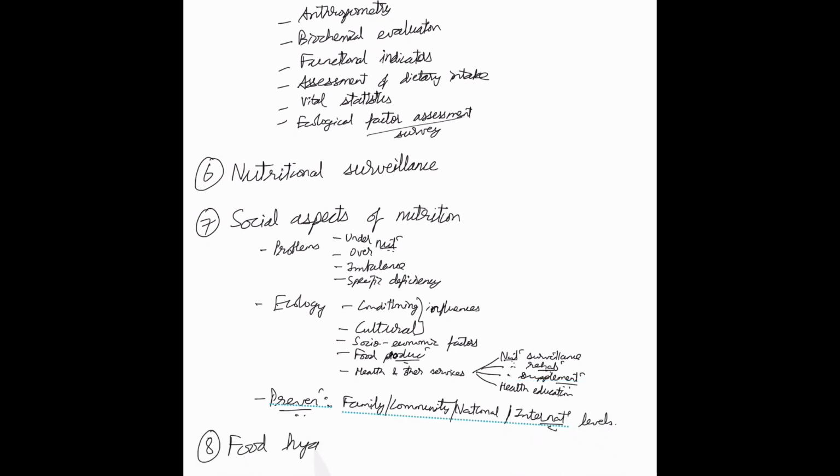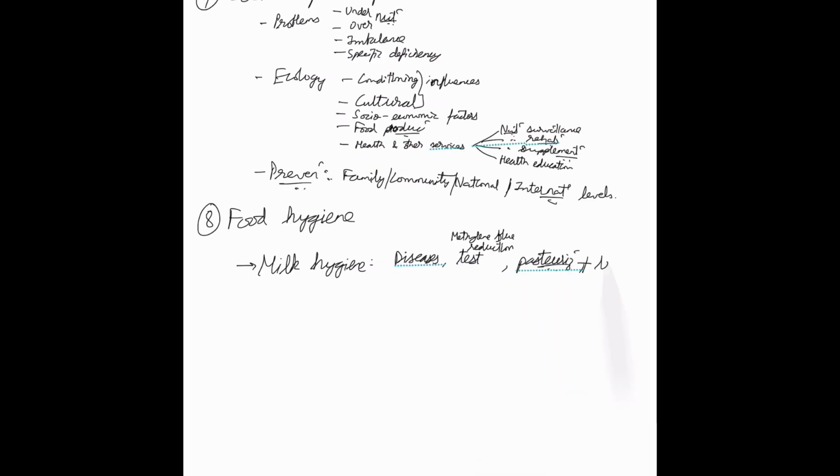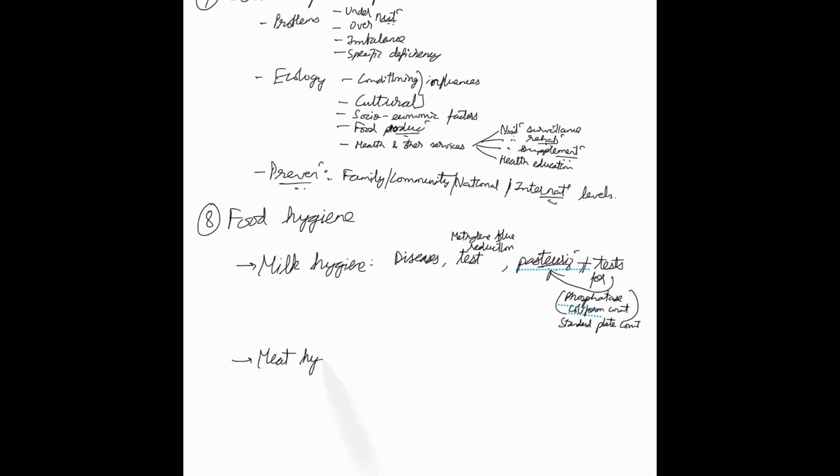Coming to food hygiene, how to maintain the hygiene of various food items. So we start with milk hygiene. What are the diseases transmitted if you don't maintain milk hygiene, and the various methods to measure, that is the methylene blue reduction test, and then pasteurization and tests for pasteurization like the phosphatase test, coliform count, and standard plate count, and the methods for pasteurization, that is Holder or VAT, high temperature short time sterilization, and ultra high temperature pasteurization.